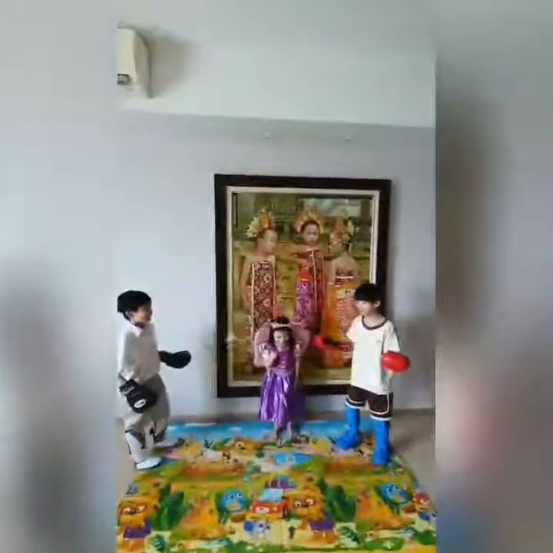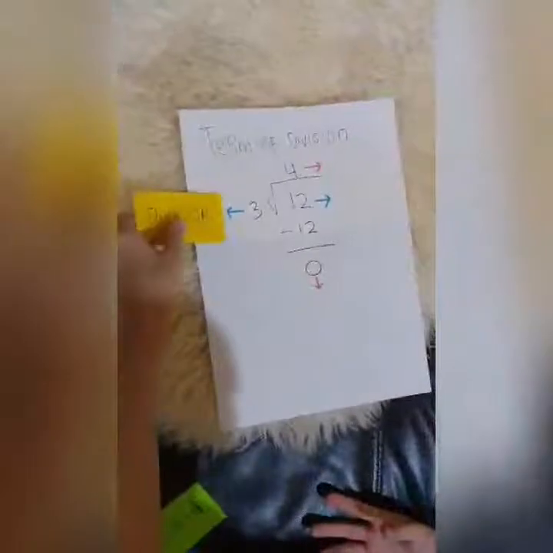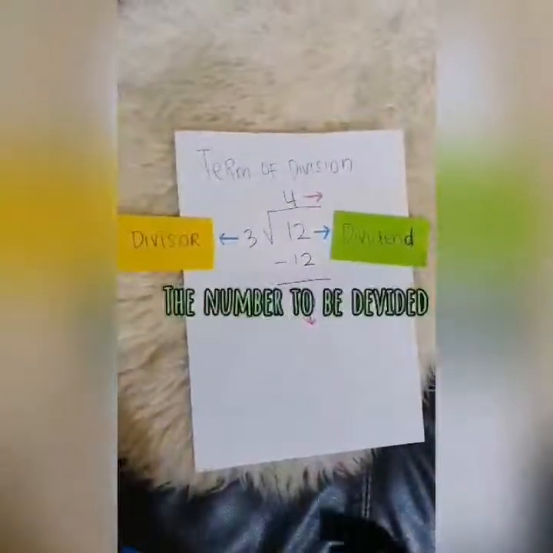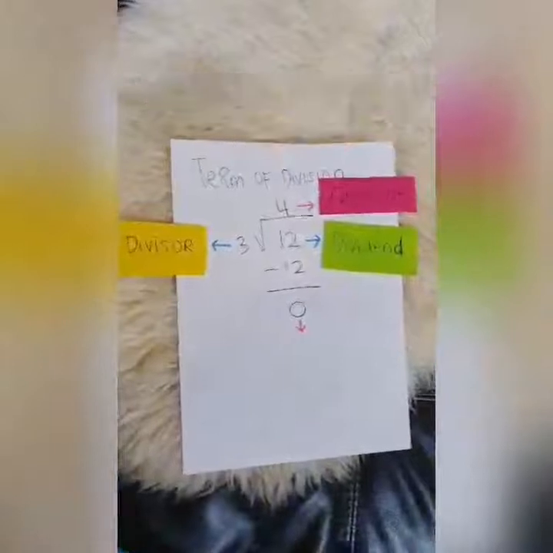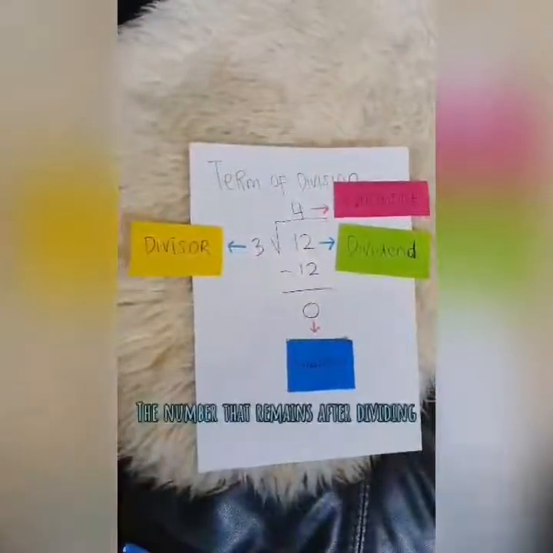How? By learning division. So these are the terms of division. This is the divisor, also known as the number that divides it. This is the dividend. It's the number that needs to be divided. And then the quotient is the answer we get from dividing the numbers. And the remainder is what remains after we divide it.